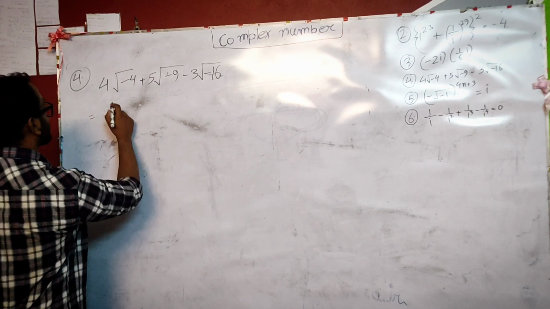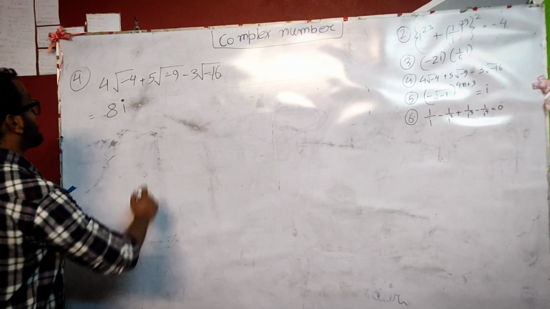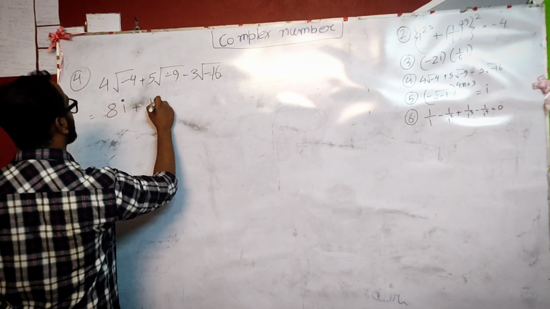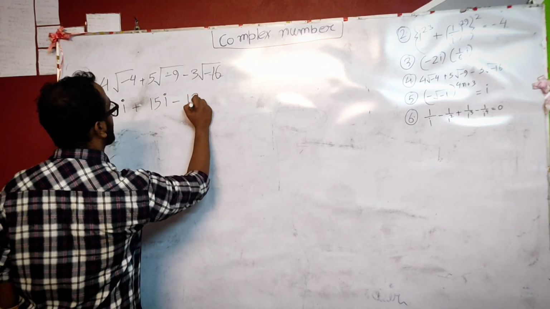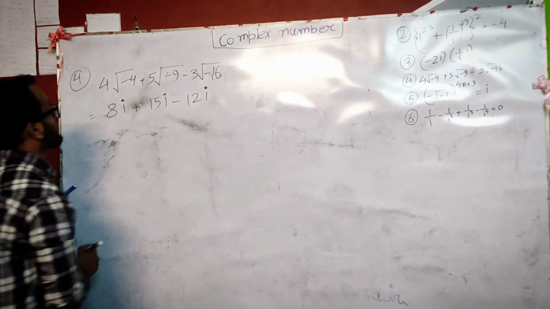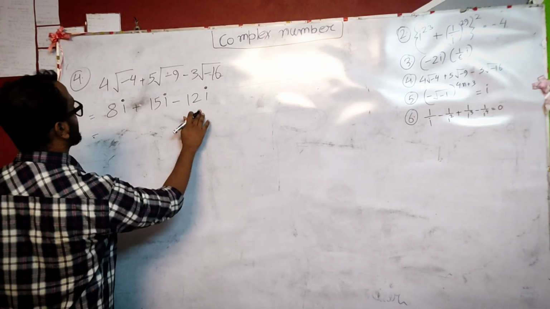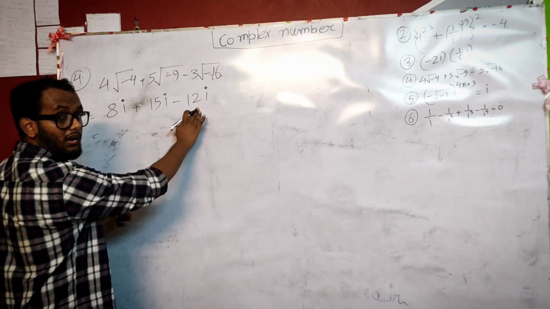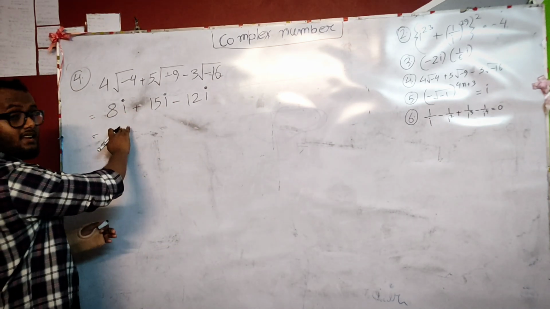That means this one is 8i. Understood? Similarly, this one, 5 into 3, that is 15i, minus this one, 12i. Now just calculate this one: 8 plus 15 minus 12. See this one, 15 minus 12 is 3i, plus 8i, this is 11i.